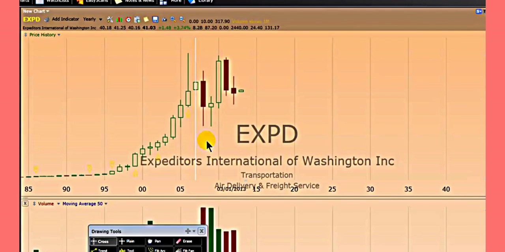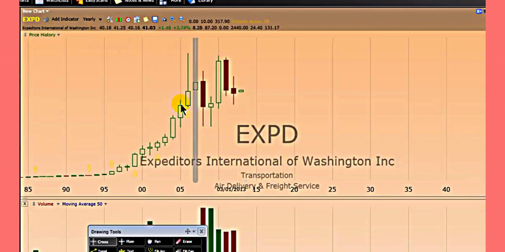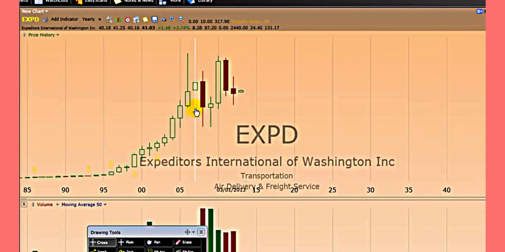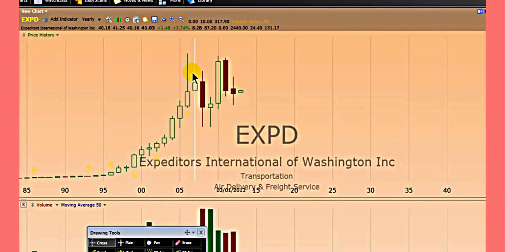Another thing that traders can use is different time frames. So we are now on the yearly chart for this stock, Expeditors International of Washington. You see, this is an American stock. Looking at this yearly chart, all I can say is that there was a trend. We can't deny that. You see that for many years, since 1995, there was a trend up to 2007.